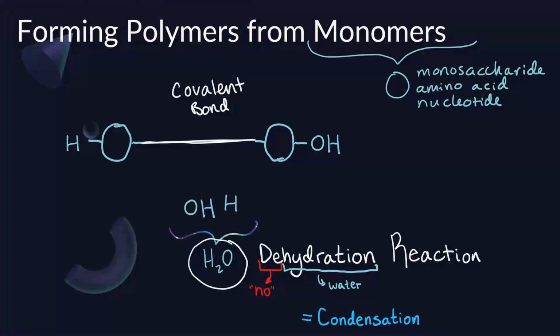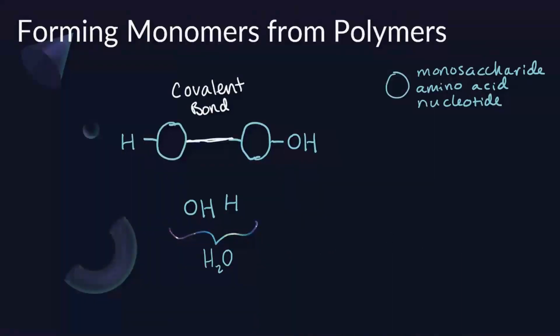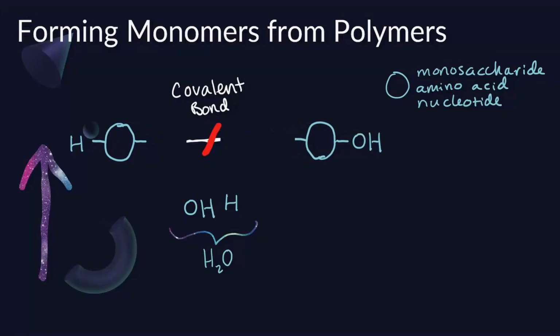Now, the reverse of this process is also true. So what do I mean by that? Well, let's say you want to break the polymer down into its monomer subunits. How could we do this in a cell? Well, cells actually have a mechanism for doing this, and it's the exact opposite of what we just did. Cells basically break down polymers by simply reversing the reaction we just went over.